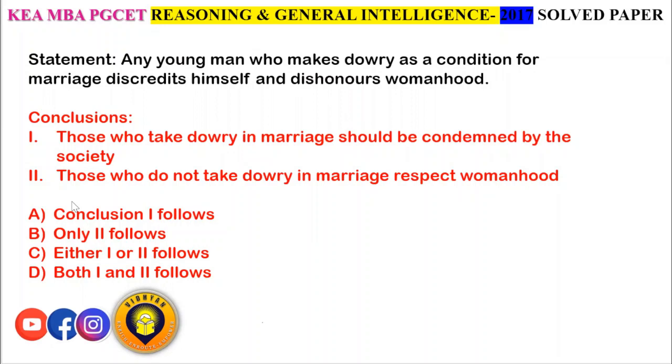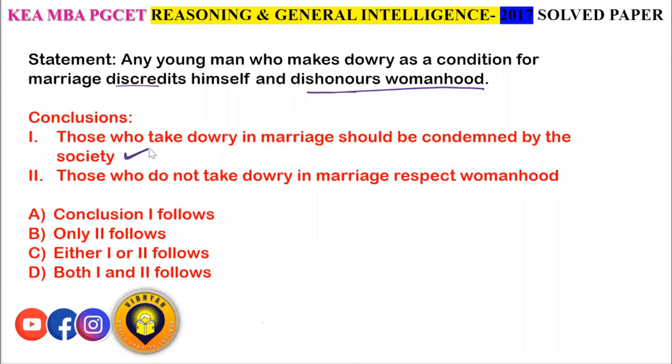Here they are speaking about dowry, and they are telling that taking dowry is not a good practice. They are telling directly that any young man who makes dowry a condition for marriage discredits himself as well as dishonors womanhood. The first conclusion is, those who take dowry in marriage should be condemned by the society. Yes, this is true. Why? Because the statement says that taking dowry dishonors womanhood, and if it is dishonoring womanhood, then it should be condemned by the society.